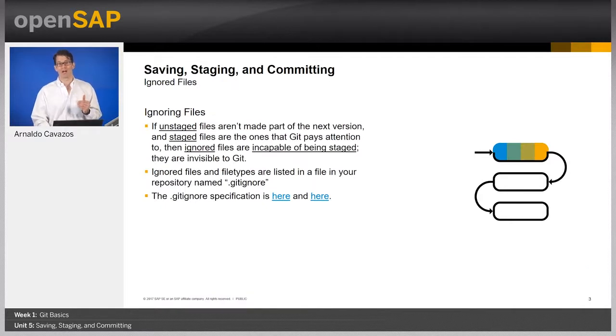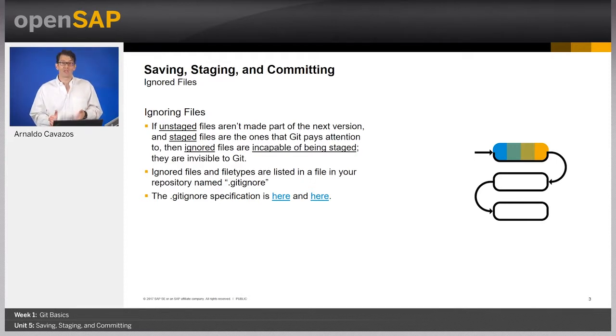Now, there's another possible state for files in a Git repository as well: ignored. You can identify any file, or any file matching a given pattern, to be ignored in Git. Ignored files are basically invisible. You can't stage them, and Git doesn't care what you do with them.